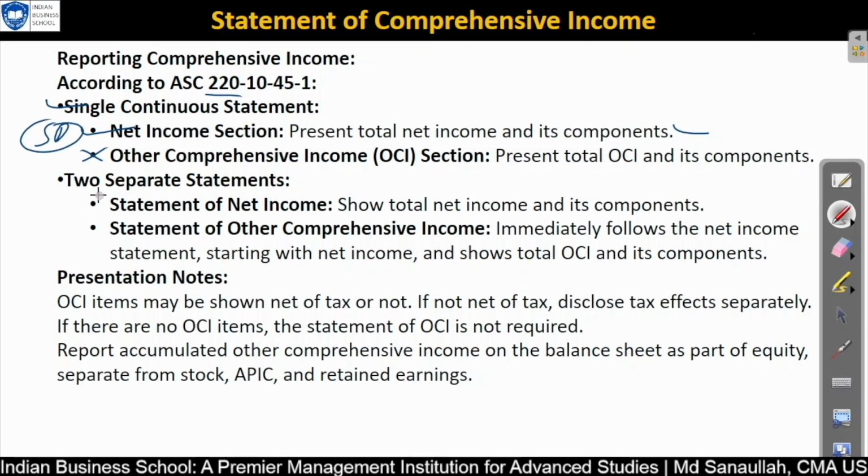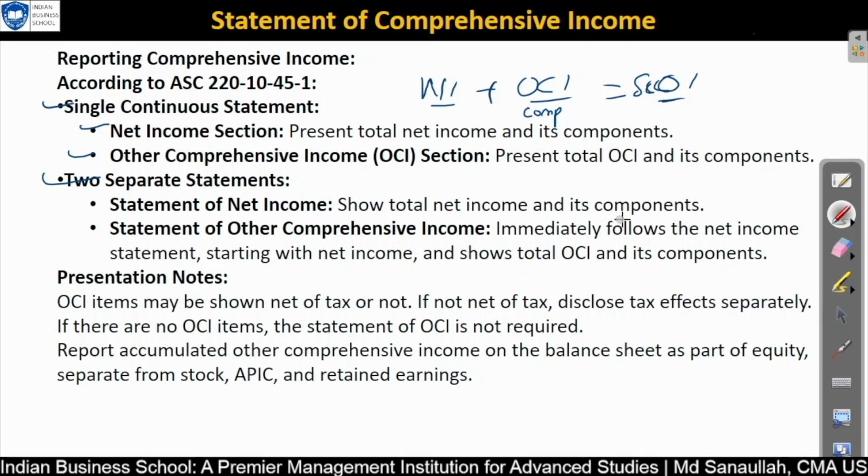When you are clubbing together two separate statements, as per the reporting of comprehensive income according to accounting standard 220, when you are getting a single net income with whatever its components, then you are separate, or maybe if you are only considering OCI, then it is OCI and its components. When you club together two separate statements, then it becomes the statement of comprehensive income. So total net income and its components, no changes in these two definitions.